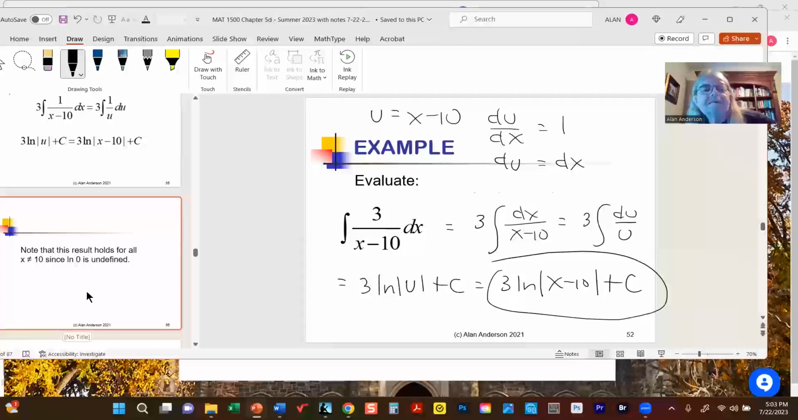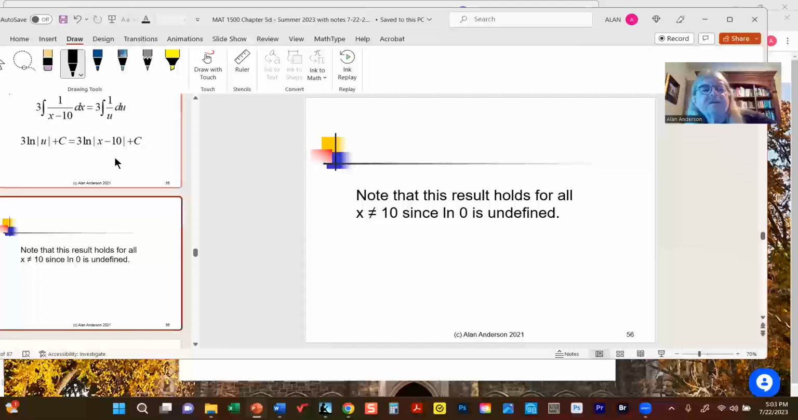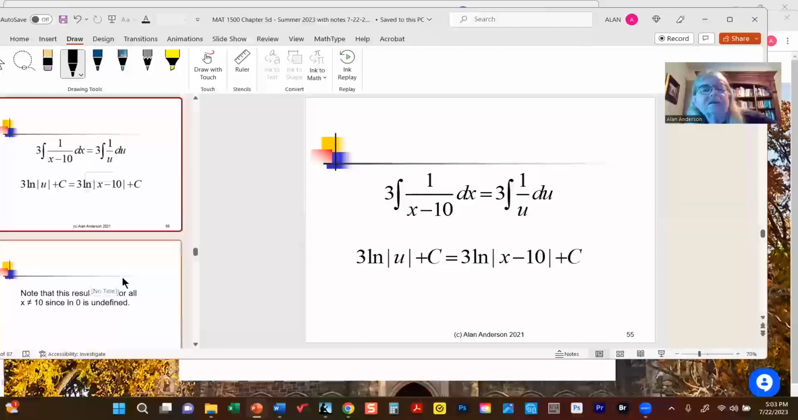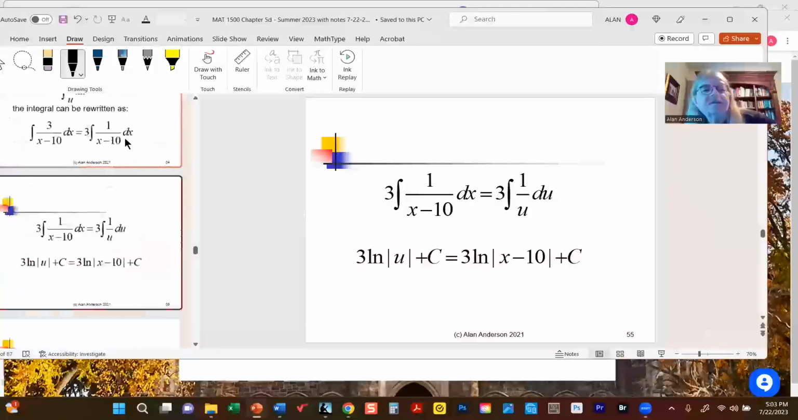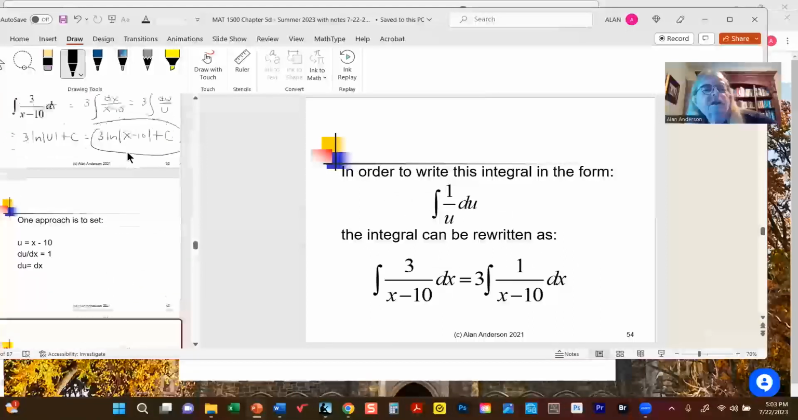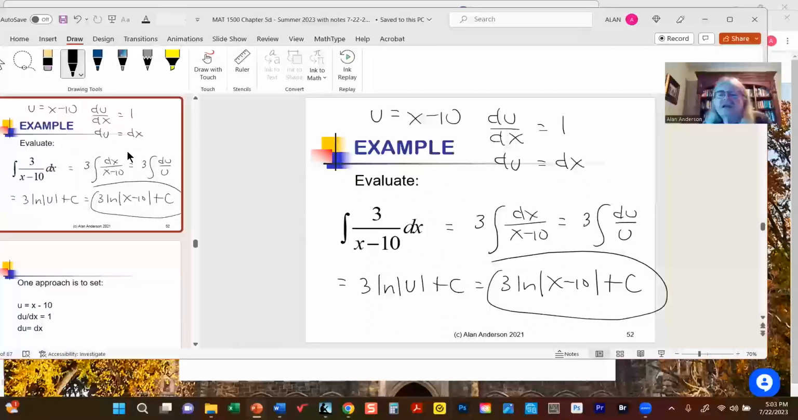One thing we do have to pay attention to here, technically we should specify that this result is true as long as x is not equal to 10. Notice for any x other than 10, this is the correct integral. Because if x equals 10, of course, we're dividing by 0. And furthermore, here you would have the log of 0, and that is undefined.